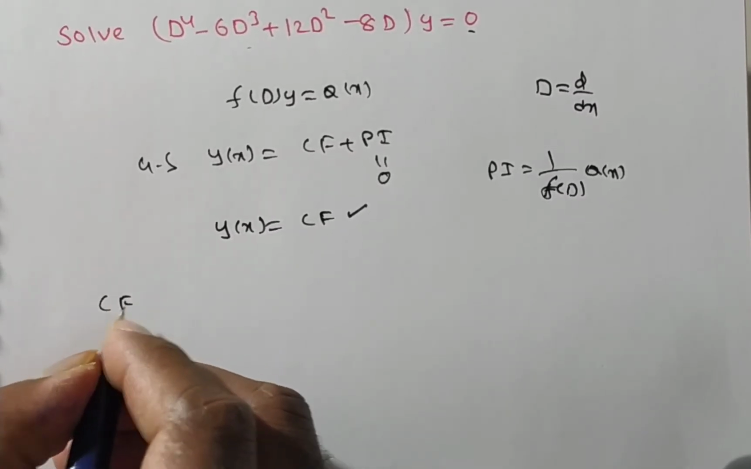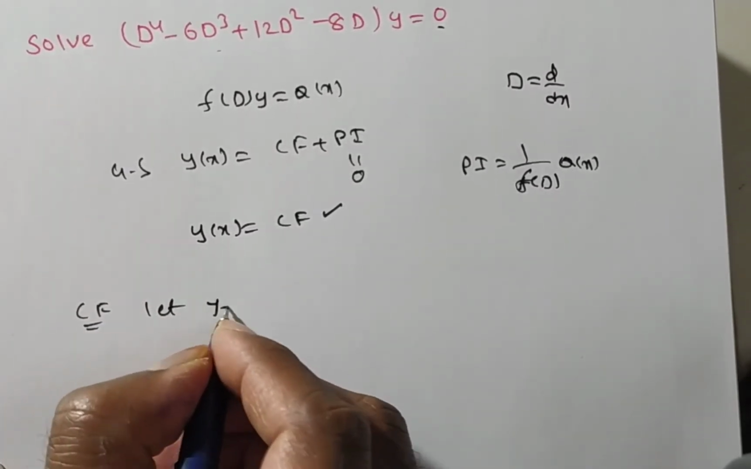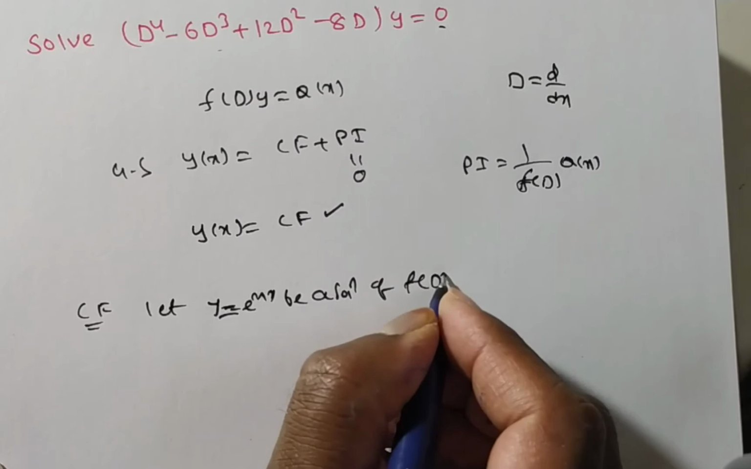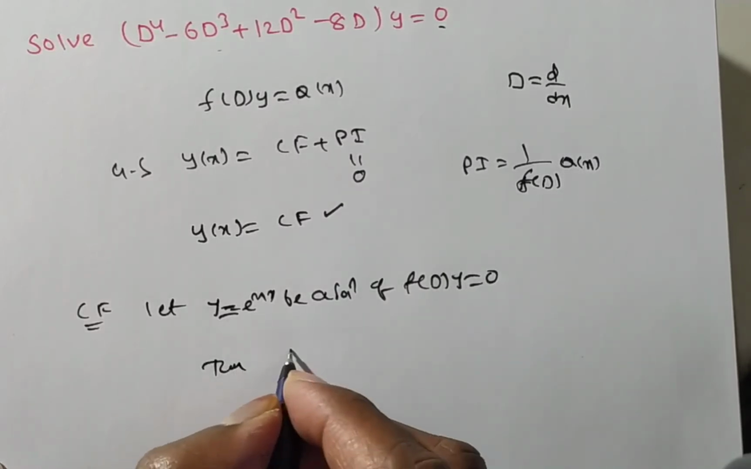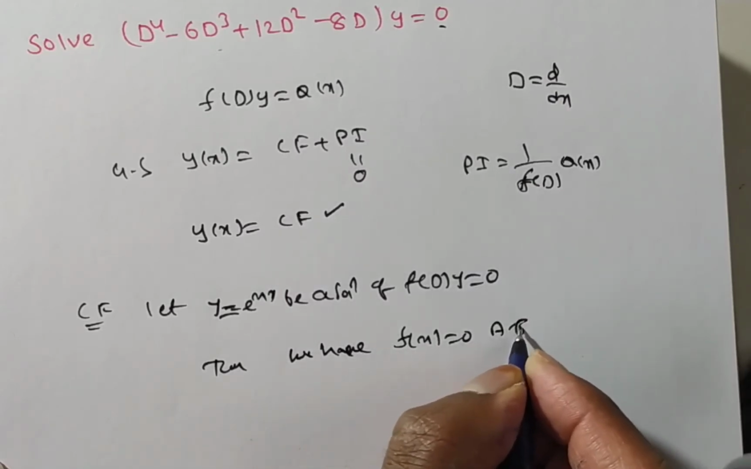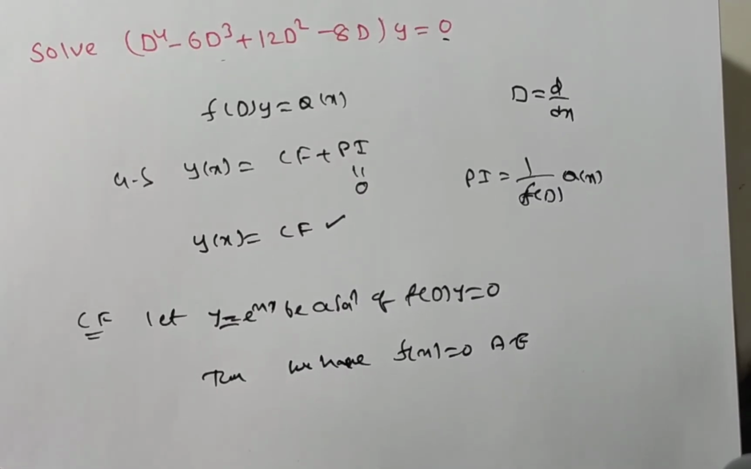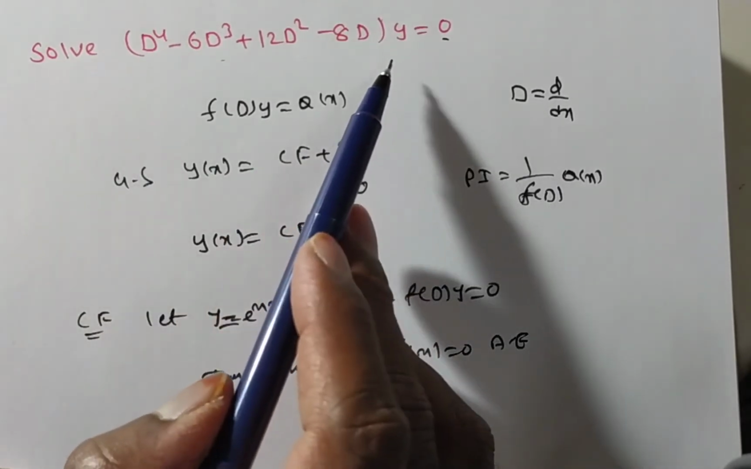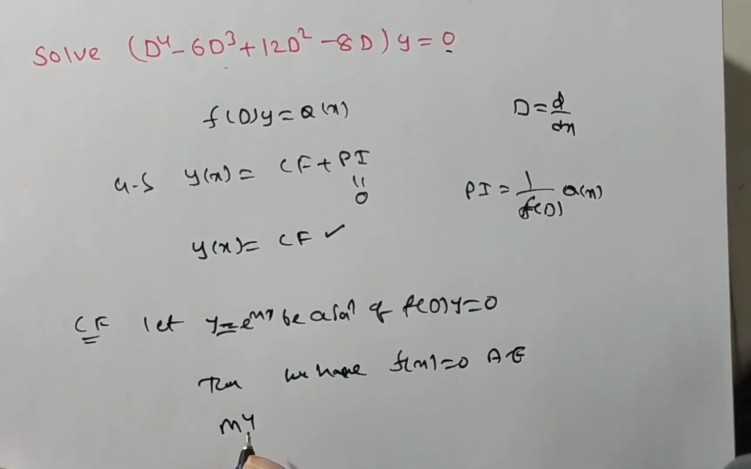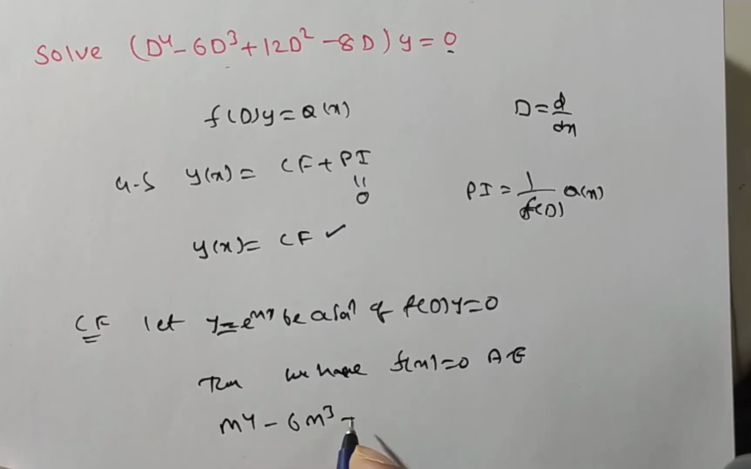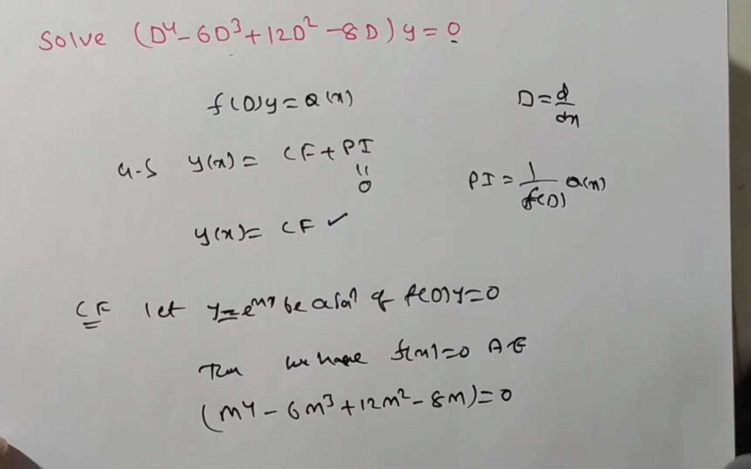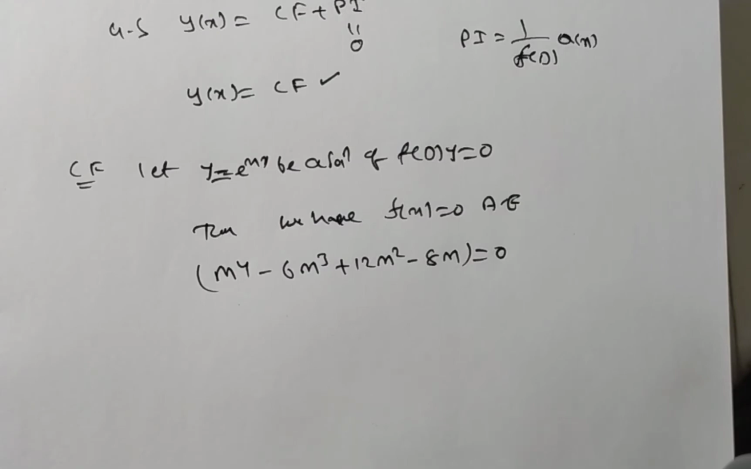How to find the complementary function? Friends, let y = e^(mx) be a solution of f(D)y = 0. Then we have f(m) = 0 as the auxiliary equation. So f(m) = 0 means in place of D you write m, and in place of y, e^(mx). Since e^(mx) is never 0, you will have only m⁴ − 6m³ + 12m² − 8m = 0. There is no y term in this case.